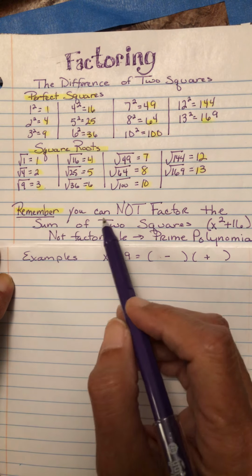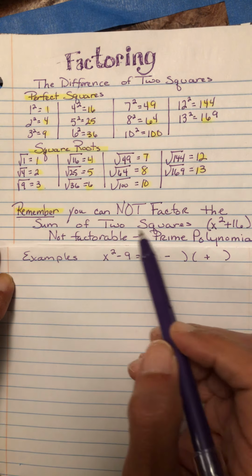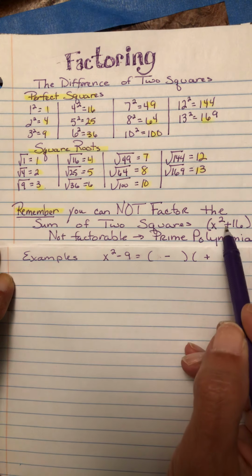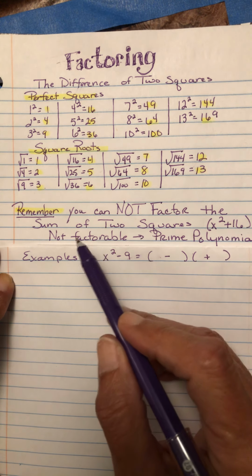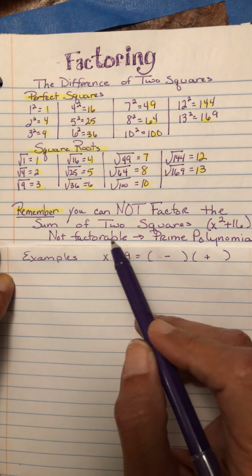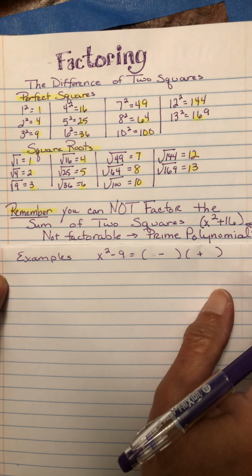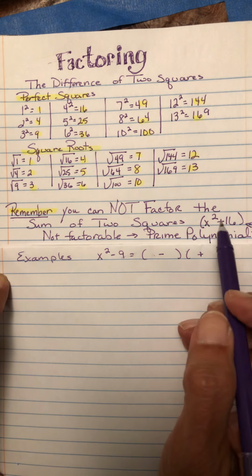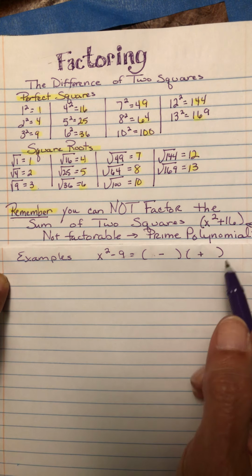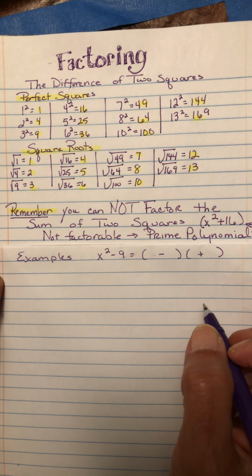Also, please remember, you cannot factor the sum of two squares. Sum means addition. You can't do this. Don't get tricked. It's not factorable. It's called a prime polynomial. And like I said, I just want you not to get tricked into trying to do this. It's a famous trick question on many tests.